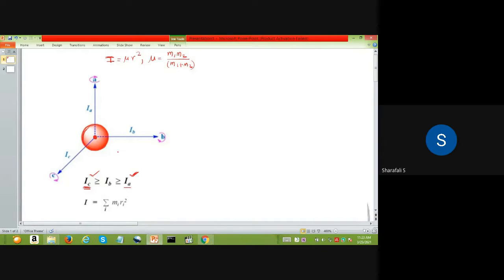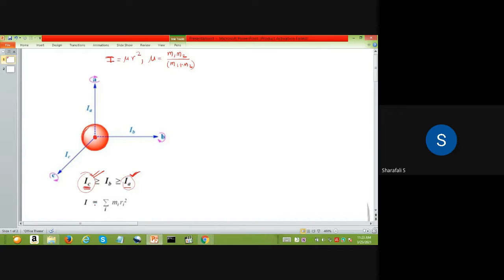Okay, so for any molecule having these three different moments of inertia, the axis having the maximum moment of inertia is labeled as IC, and the axis having the minimum moment of inertia, and the corresponding moment of inertia, will be IA. So IA will be the minimum and IC is the maximum. That is the conventional way of representation.